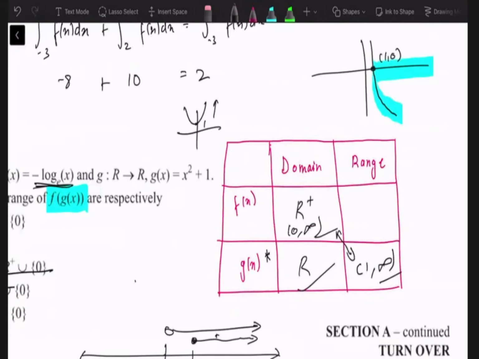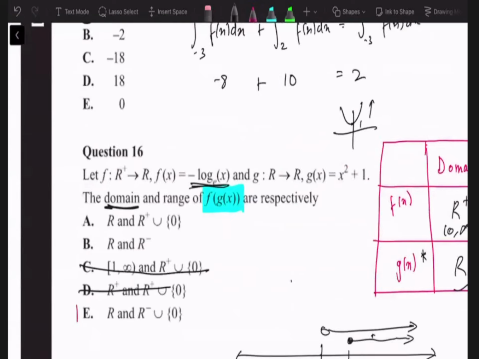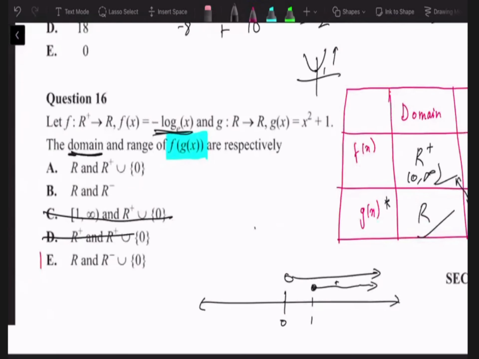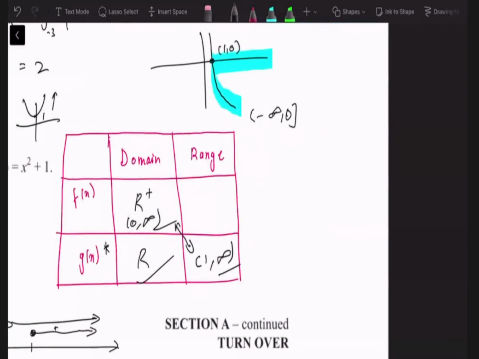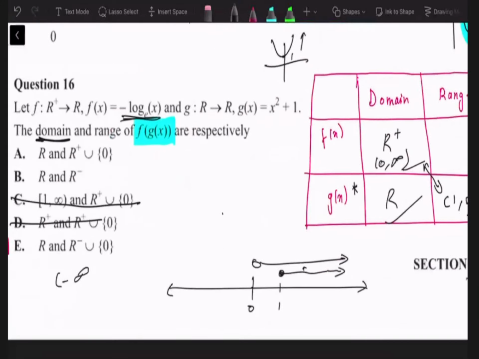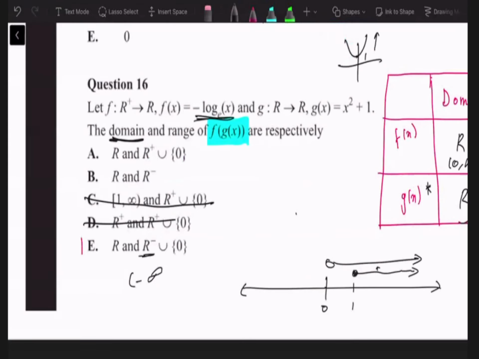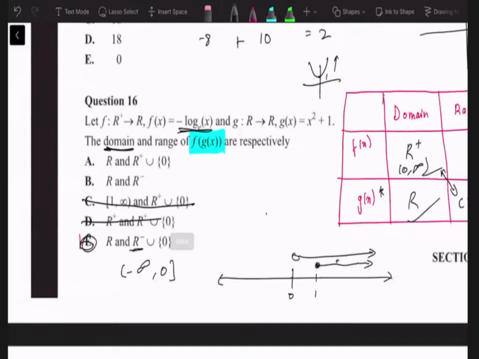And the 1 is inclusive, so include that part. The range would be negative infinity to 1. Just looking here, it doesn't look like it's an answer, but, oh sorry, not negative infinity to 1, negative infinity to 0, because that's the range. So the negative reals would be negative infinity to 0, and then the union part would include a 0, so that's why that's E.